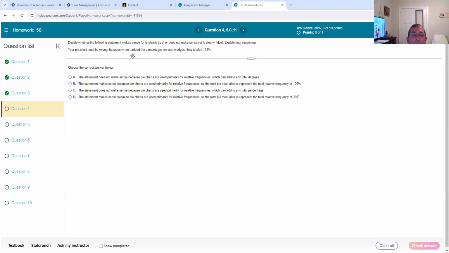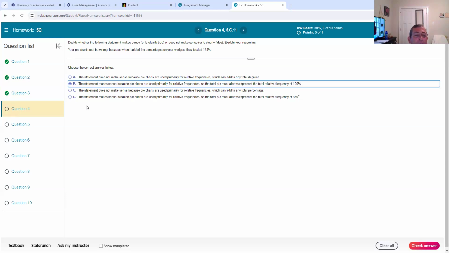So this person must be right. It does make sense. And they're telling why it makes sense because the total of 124 cannot be higher than the 100. So A says does not, I would go to B. What's that say? It makes sense. In the total relative frequency, remember we said a while ago it had to add up to 100%, okay? So I'll definitely go with B.